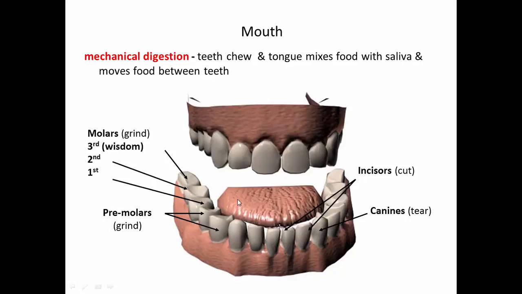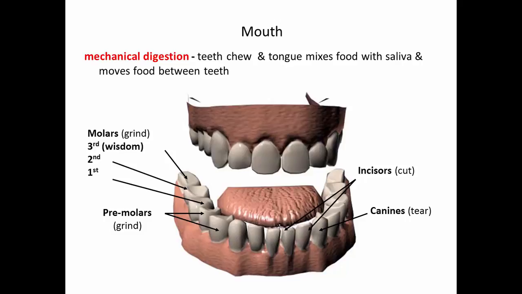And then we have molars, premolars and first, second molars that are designed to grind food, so they break food down in that way. There is a third set of molars that we call wisdom teeth, and the wisdom teeth develop usually in about late teens or early 20s.